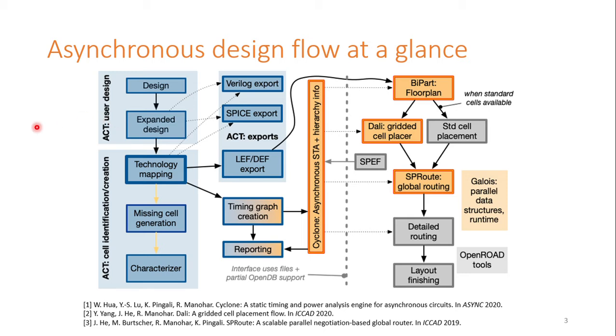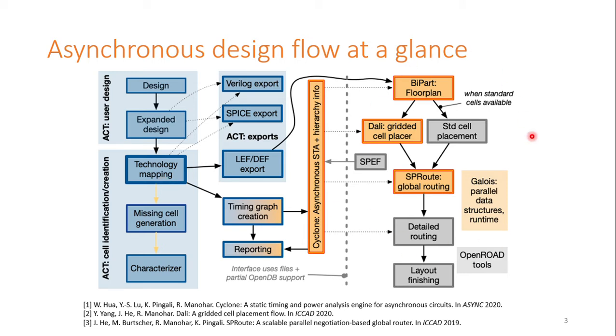After technology mapping, we derive the logic gate network representation for user designs, from which we can construct our timing graph. And Cyclone can take this timing graph to perform asynchronous timing analysis, and then report critical cycle ratio, arrival time, required time, correctness slack, performance slack, power consumption, and so on.